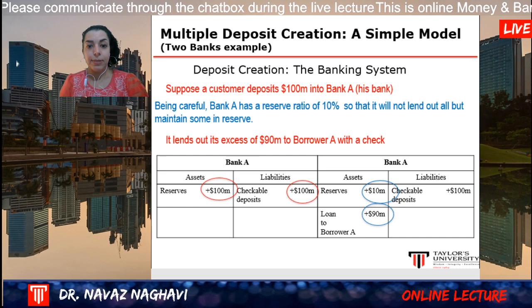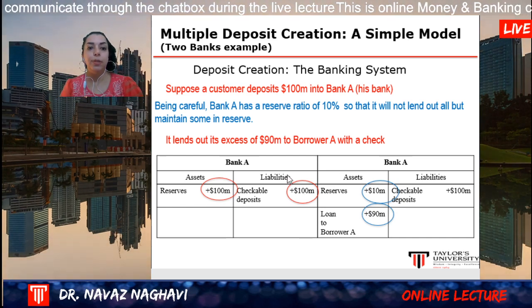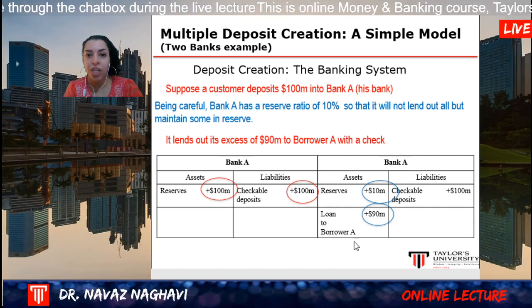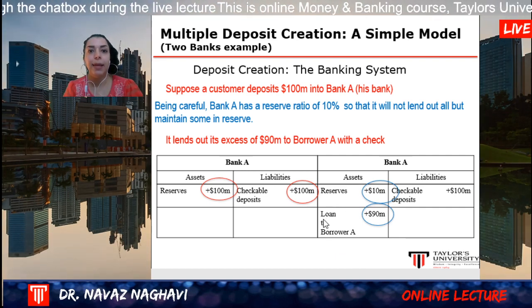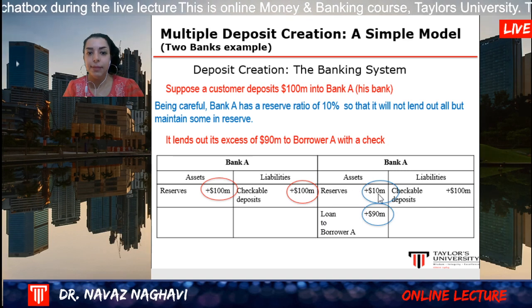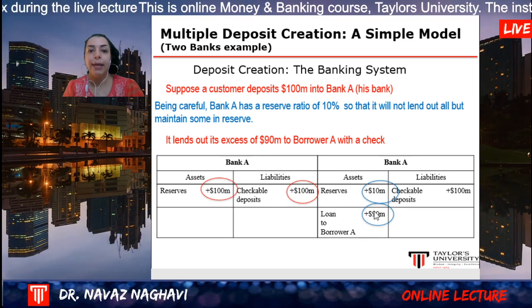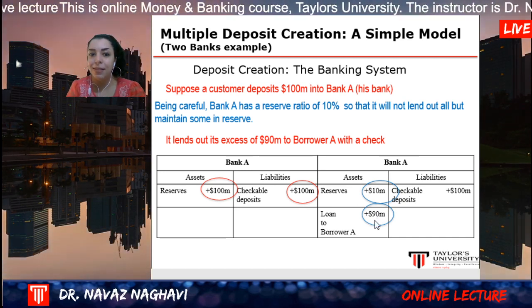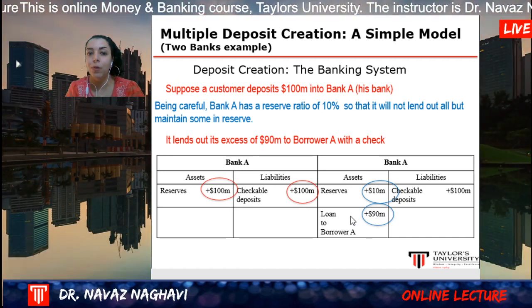The checkable deposit is the same, right? Because this person has brought the money, so the whole money is for this person. What the bank has done is change the shape of the asset that they have. So keep 10% of it as a required reserve, and the 90% is excess reserve, which is a loan.